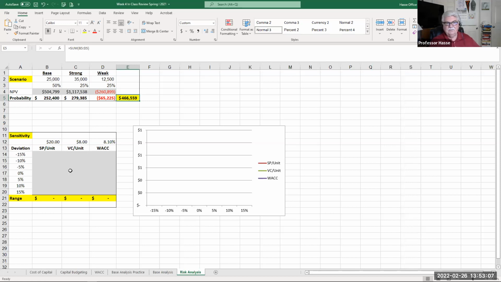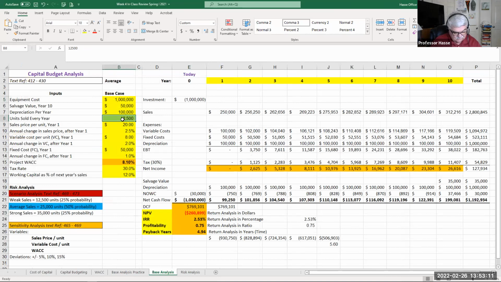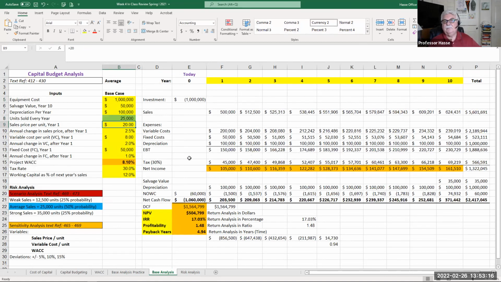With everything else, we go back to our base analysis of 25,000 units a year. Let's put that back in there. Now let's change key variables in this analysis, just the variables, and see how the change of that individual variable, plus or minus a certain percentage, affects the net present value or the return of the analysis.